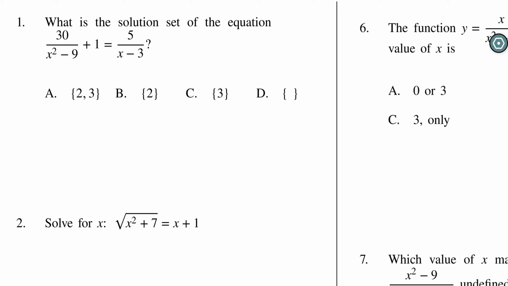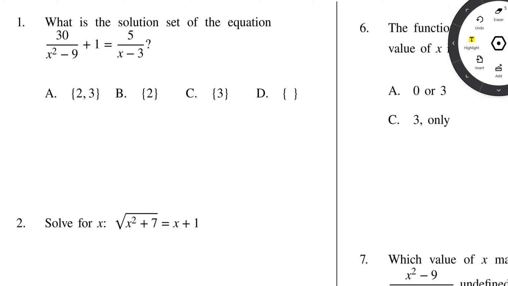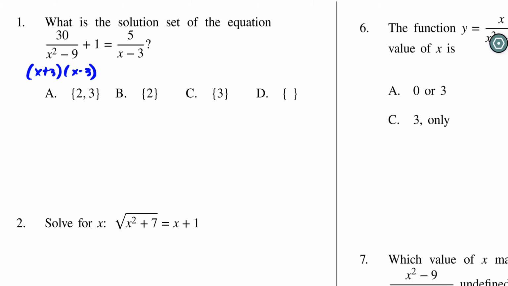For number 1, I see rational expressions. So I can make this, let's see, we'll use blue today. So we'll make this x plus 3, x minus 3. That's kind of thick. Let's make that smaller. All right. And I then have to make all the denominators that same denominator. So this one's missing the x plus 3. So I'll put it there and there.